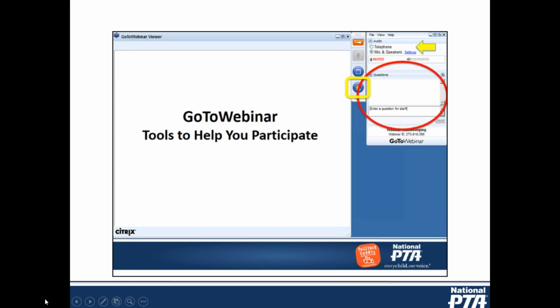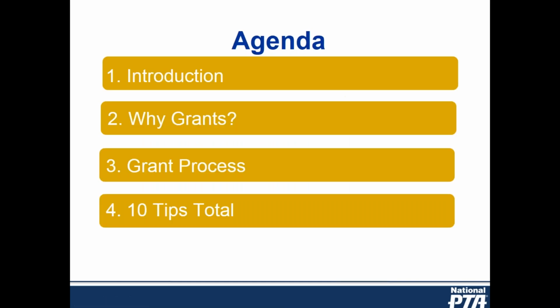All right. So, looking at the agenda for today. We're going to do a little bit of introduction, which is what we're going through now. Then we're going to talk about why grants. Why is National PTA giving all of these grants out to the field? Then we'll tell you a little bit about our grant process. How do we review applications? Where are the applications? And then we're going to share with you 10 tips that we've seen from the applications over the past year, and things that we want to make sure that you know so that you can feel and be as successful as possible.